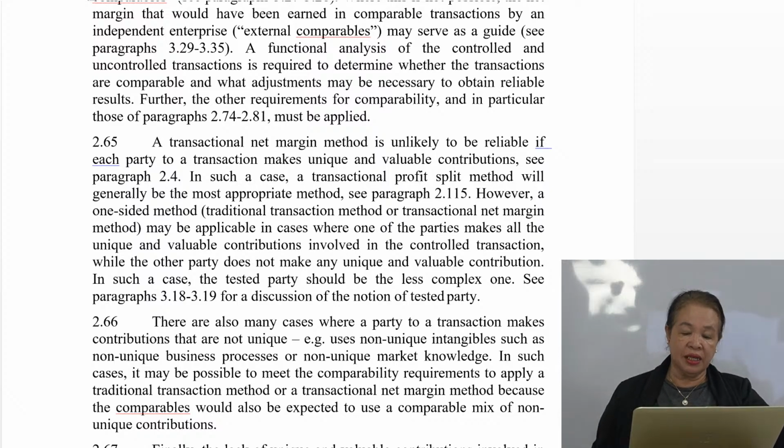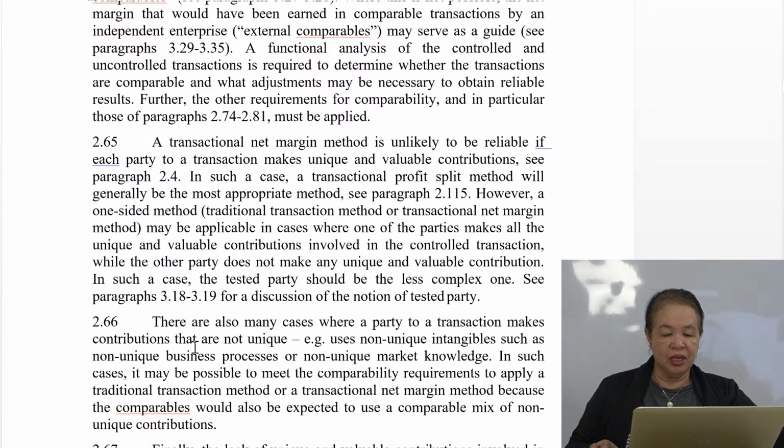However, a one-sided method, the traditional transaction method or transactional net margin method may be applicable in cases where one of the parties makes all the unique and valuable contributions involved in the controlled transaction, while the other party does not make any unique and valuable contribution. So, the one party has valuable contribution, the other party has none. So, in such a case, the tested party should be the less complex one. See paragraph 3.18 to 3.19 for a discussion of the notion of tested party.